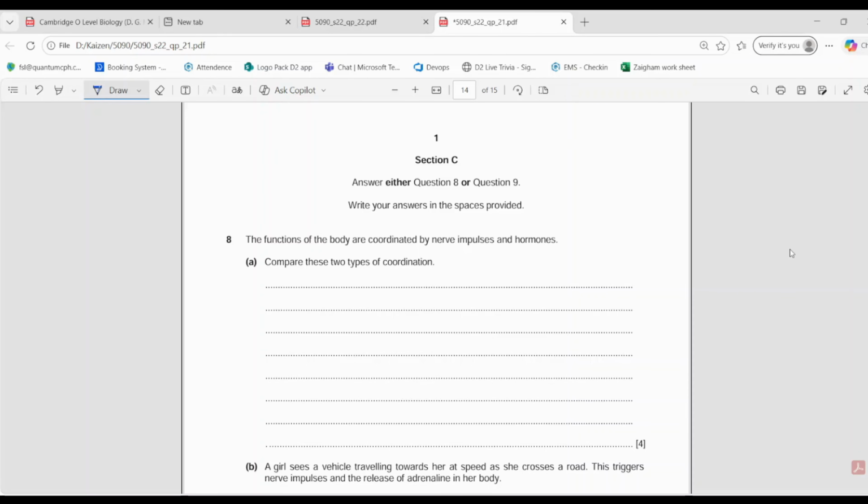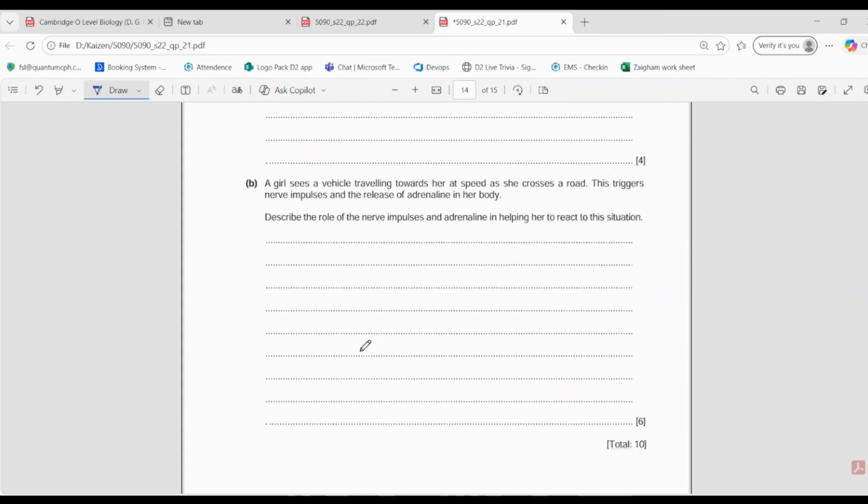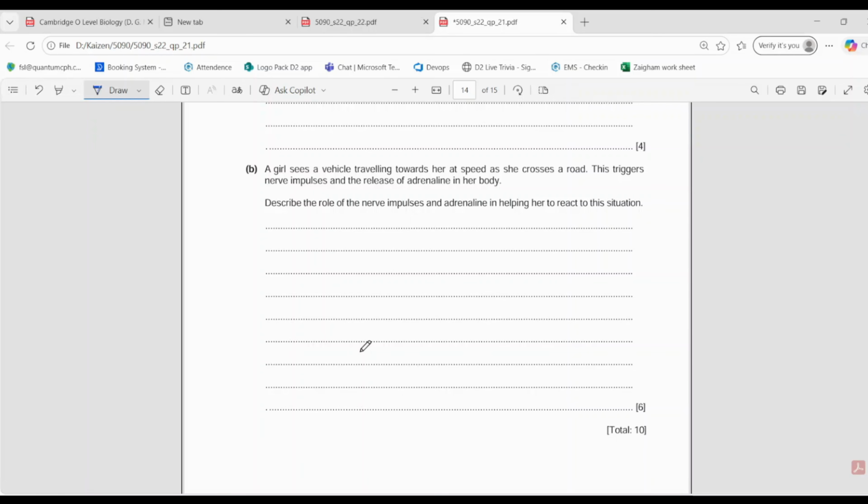Okay, what is the similarity between the two? We have given the differences, but compare means you have to give both the similarity and the difference. Give me any two similarities. They both trigger a response and they both work on a specific organ or a specific effector cell, right?